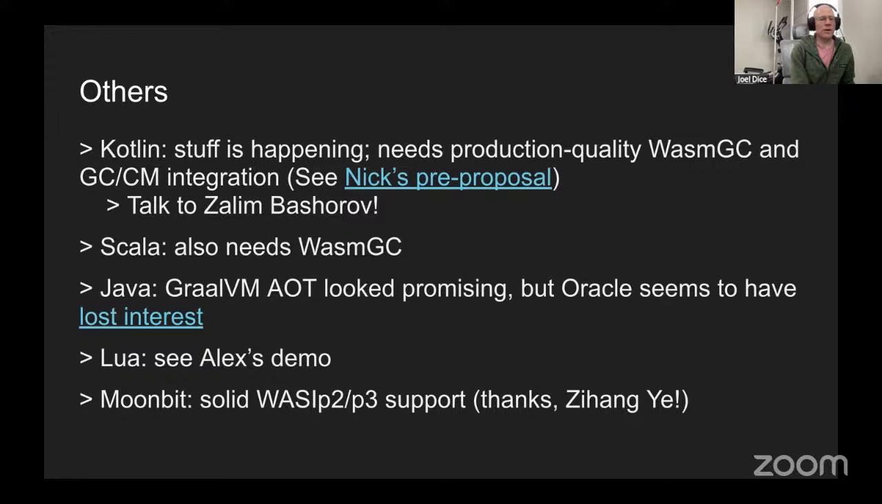Java, boy, that's been a roller coaster. There was a very exciting announcement about native image support, AOT support via GraalVM. But then later in the year, Oracle basically said, Java on GraalVM just isn't going to be a thing anymore. And it's hard to imagine a Java solution that doesn't involve Oracle's cooperation in some way. So your guess is as good as mine what the future is there.